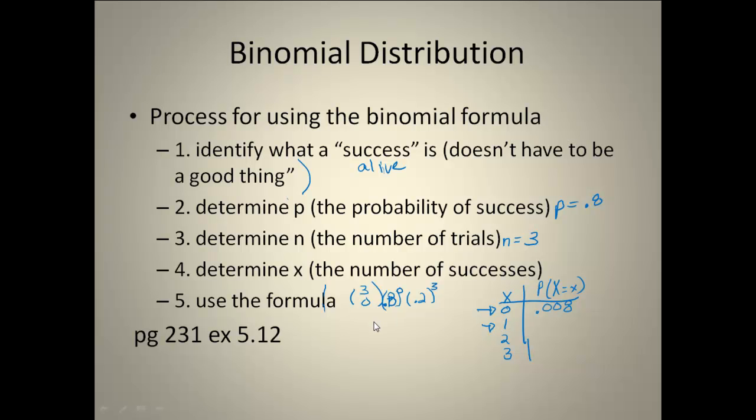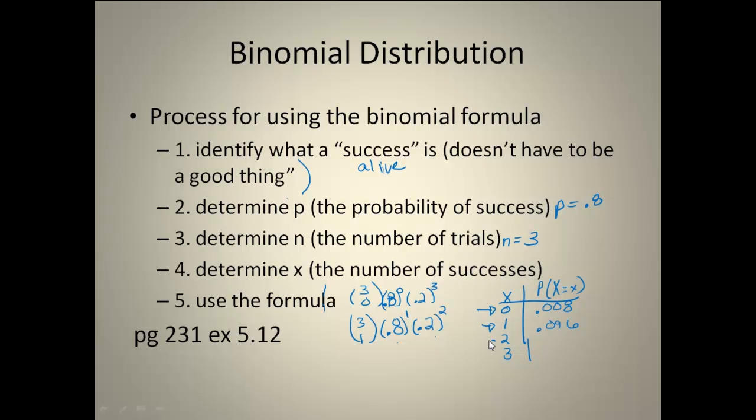If we fill in for 1, I have 3 people to pick from. I want to know that exactly 1 is alive. My chance of success is 0.8, and I want 1 success because I want 1 alive. And then my chance of failure is 0.2, and 3 minus 1 gives me 2. So I have 1 success and 2 failures. When we calculate that one out, you should get 0.096.